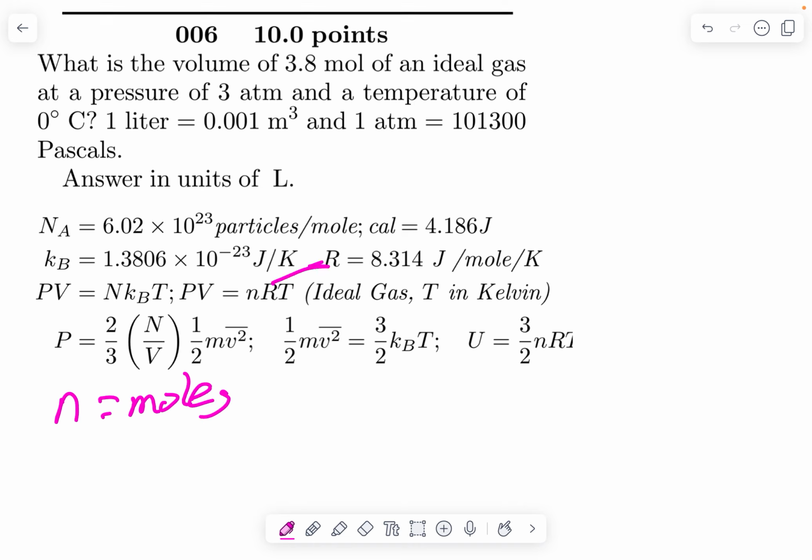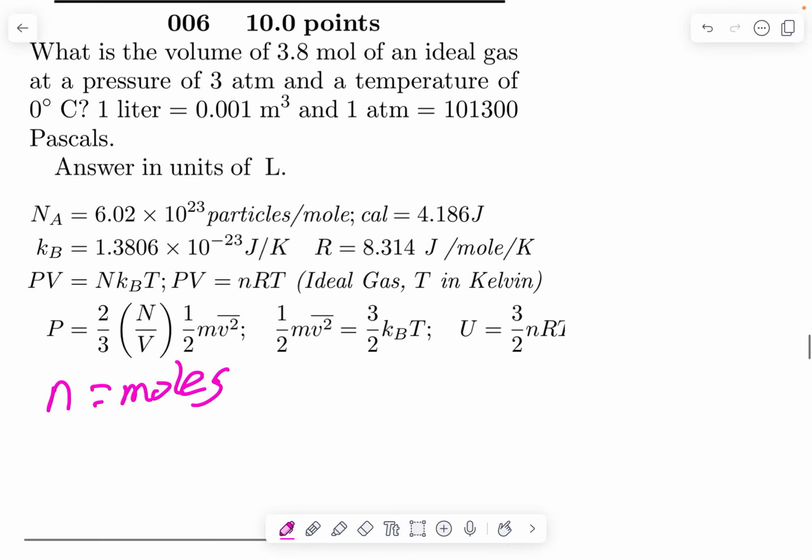R is that gas constant that you've used in the past, right? R is a constant, it's that number. And T is temperature, right? You just have to make sure temperature is in Kelvin, and it reminds you to do that. Okay, so it's the same thing that you used in chemistry.